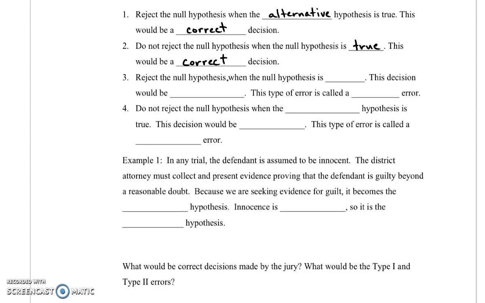However, if we reject the null hypothesis when the null hypothesis is true, that gives us an incorrect decision, and that's a type 1 error. If we do not reject the null hypothesis when the alternative is true, that's an incorrect decision, and that's a type 2 error.